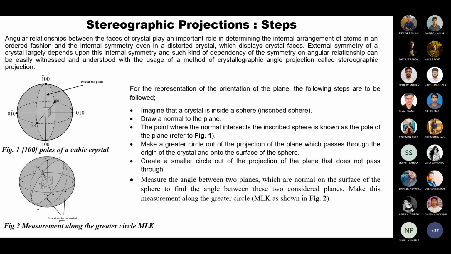Then you create a smaller circle out of the projection of the plane, which does not pass through the origin. Now measure the angle between the two planes which are normal on the surface of the sphere, to find the angle between these two considered planes of your interest, and make this measurement along the great circle, as shown by MLK in figure 2.